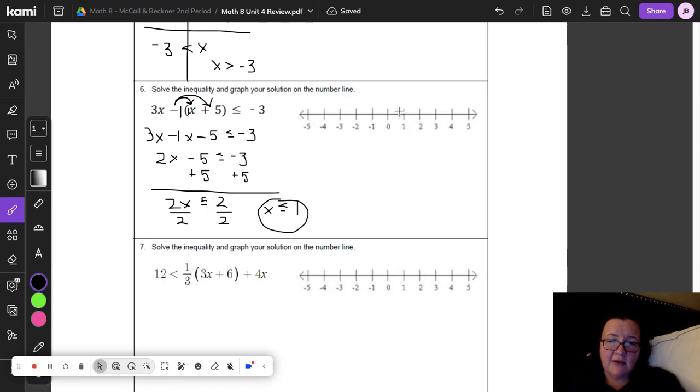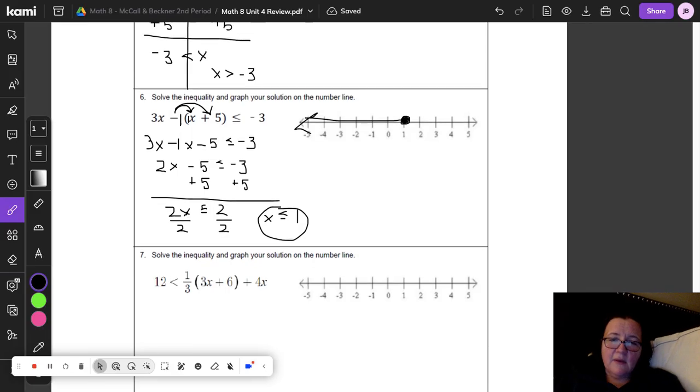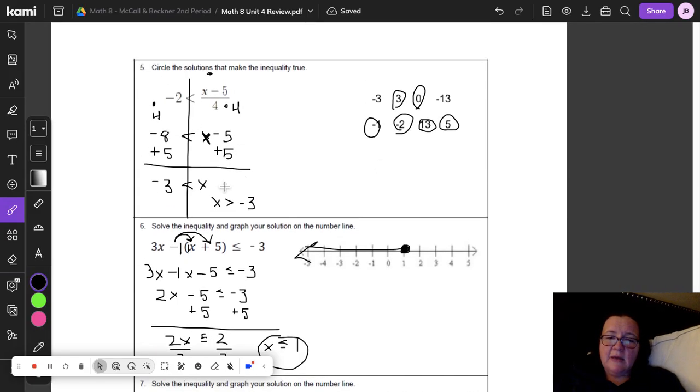Now we have to graph it. We're going to put our circle on the line, and we're going to color it in because it is equal to. And we want it to be less than, so we're going to go to the left. All right, I'm going to go ahead and circle my answer up here as well.